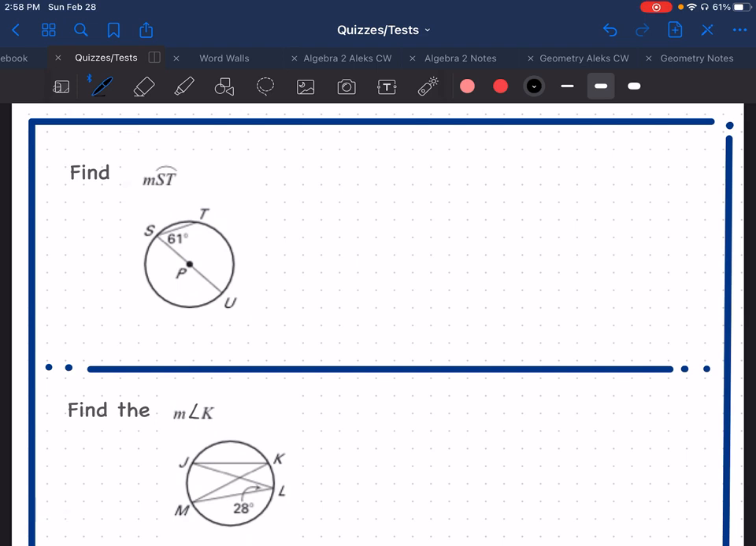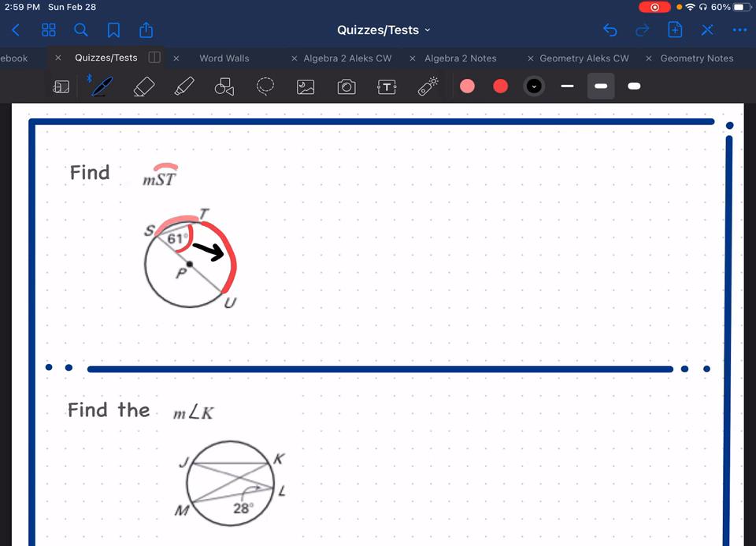In this question, they want us to find the measure of arc ST. Find the measure of arc ST. Ooh, ST. Hold on a second. I'm going to use my color to help me here. I was thinking they were going to ask me to find this one because they gave me this angle. And I remember in the theorem it said when the angle was not at the center, I would just multiply 61 times 2, and that would give me the measure of TU.